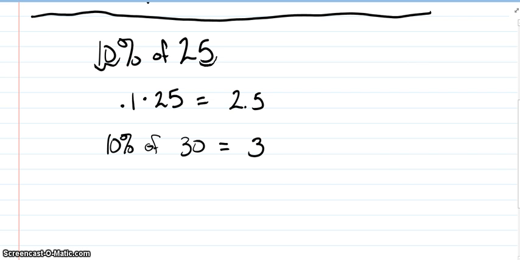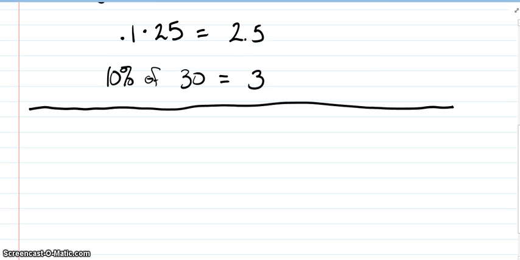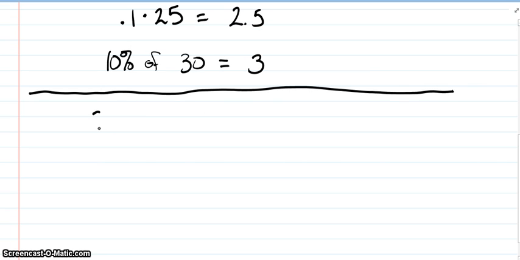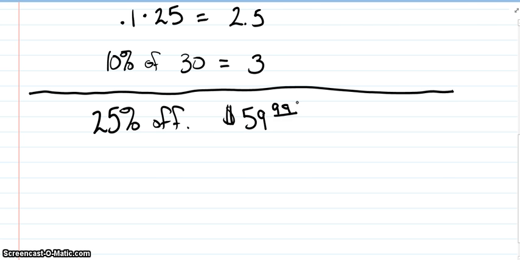So how do we use that in our head? This is just a little mental math lesson. Let's say that something is 25% off, and the item that you're looking at is, let's say, $59.99. Now, if I was there, I would just go ahead and round that up to $60. So let's do 25% off $60.